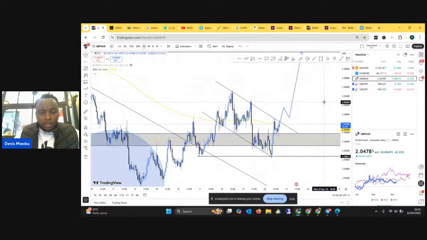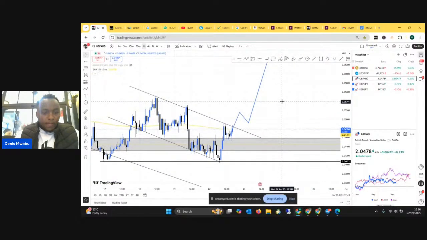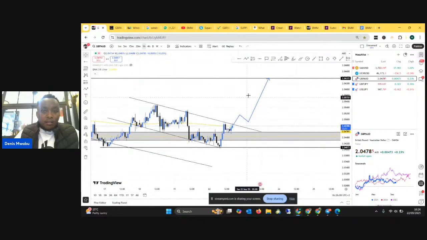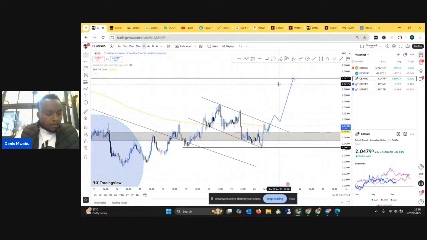Okay, exactly how I usually do my analysis. Also, if this GBP AUD that we entered in the morning truly breaks here, we'll really have price pushing up. Okay, so let's keep it simple.